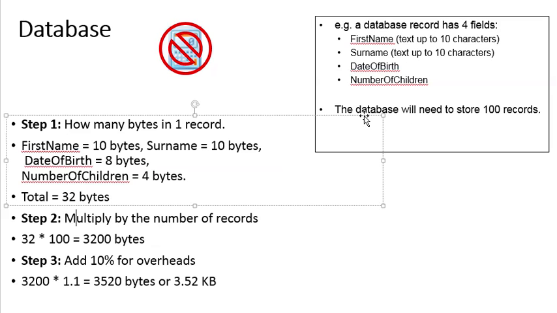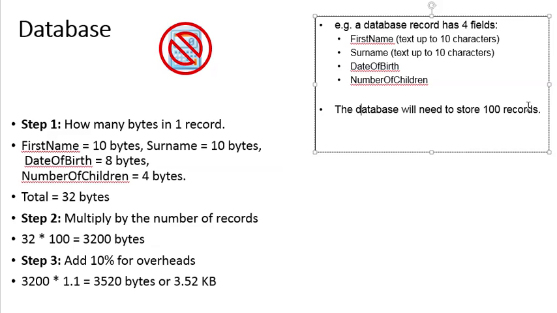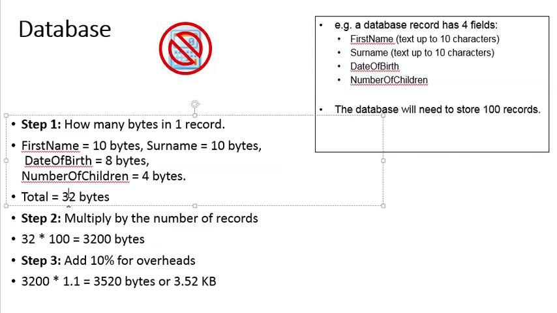I now need to multiply. The database will need to store 100 records. So I simply take the 32 multiplied by 100 and get 3,200 bytes. To this we need to add our 10% overhead, so in other words we are adding 320 onto 3,200, which gives us 3,520 bytes. Dividing this by 1,000 gives me the value in kilobytes, which is 3.52 kilobytes.